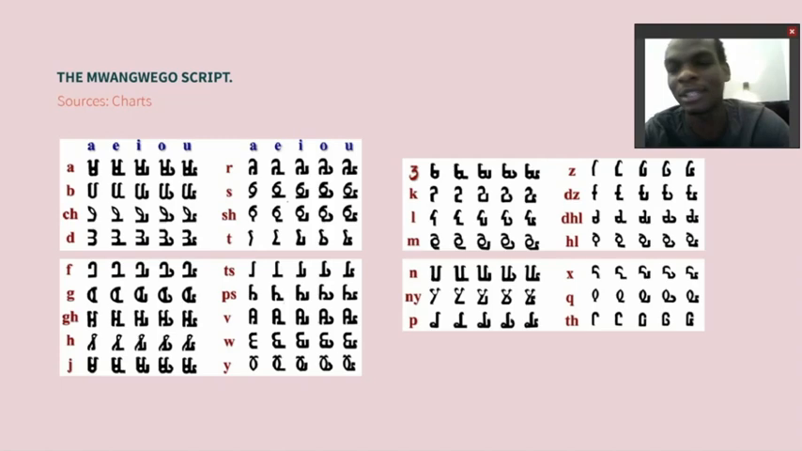And this helped me in determining the actual shapes of the misisi, or the symbols, so that it would be accurate, and the morphology would be the same. It wouldn't be something that I would make up and rob Mr. Mwangwego of his initial design. So it was a very important aspect to consider when looking at the sources.